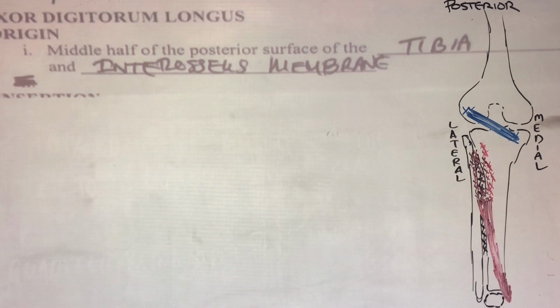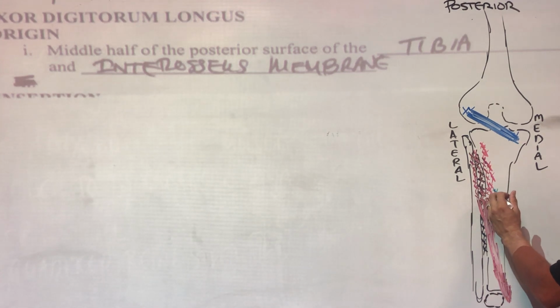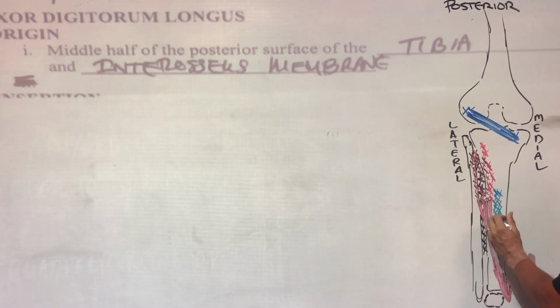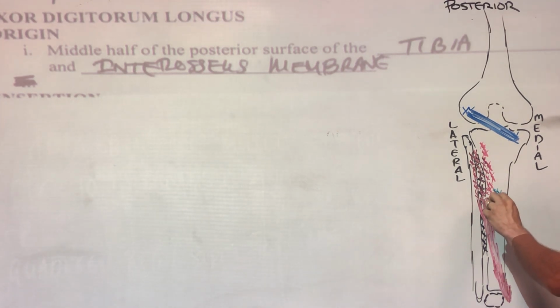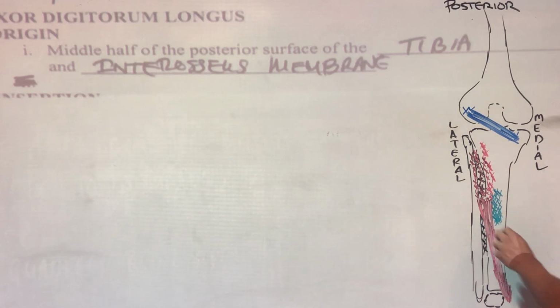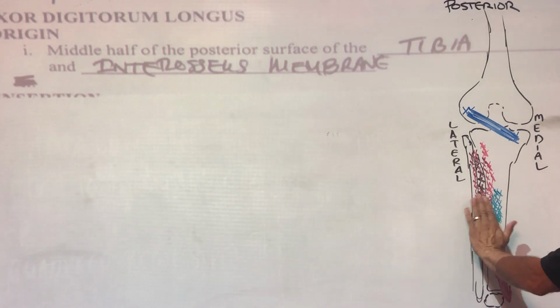Okay, so it's going to look something like this. Let me know if the green comes out on that video. It's going to look something like so. It's also going to attach to the interosseous membrane, but because I already have red, I don't think the blue is going to show very well. So we'll just make it similar here so you can at least see it, but it will attach more laterally.